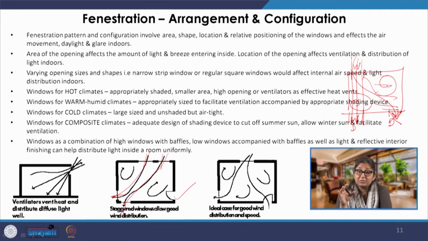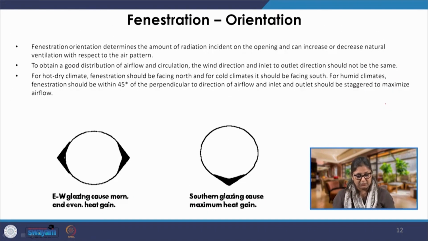So, the arrangement and configuration of windows and doors, all fenestrations in a room, to a large extent determines the amount of natural ventilation that is going to take place in the building. And there are available Indian codes, which clearly give us the numbers or the extent to which natural ventilation will take place due to the fenestration arrangement and configuration.